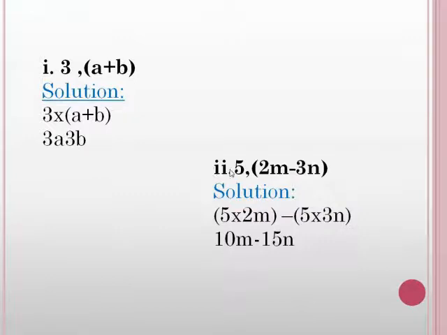Okay, and the second part is 5 multiplied with 2m minus 3n. So it's our solution. We first multiply these two coefficients together, 5 multiplied by 2, and we write this variable as it is. Now there is a minus sign here. We write the minus sign exactly here, and we multiply 5 by 3 and the variable n. 5 2s are 10 and m as it is, minus sign, 5 3s are 15 and n as it is here.